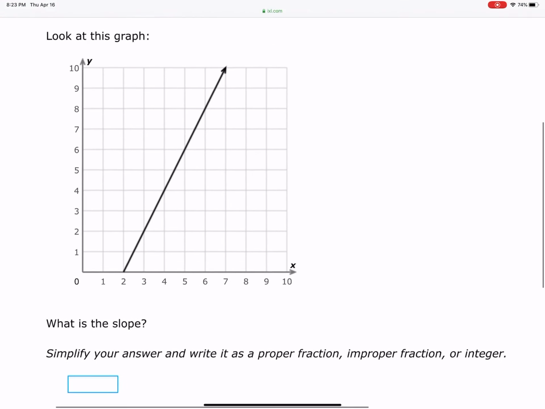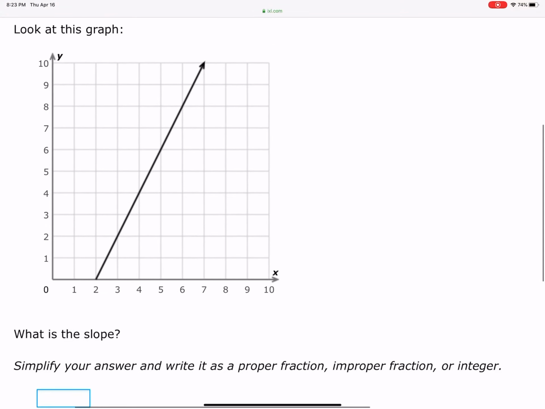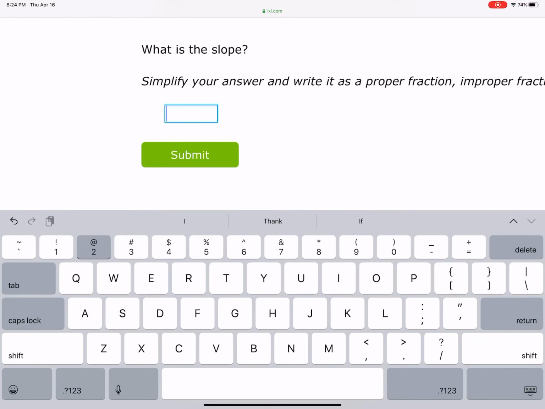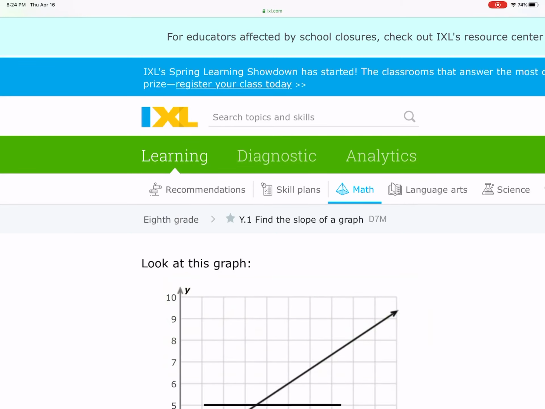Now here's another one. Now I'm going to zoom it in, take a good screenshot. I'm going to start it in red. My first perfect point that I want to note is this one right here. My next perfect point is here. And I notice it's similar to the other one. I go up 2 units. So I went up 2 units, and that's going to be the top number of my slope. And then I went over 1 unit. So my slope is the same thing, 2 over 1, or you can just say it's 2. So I'm going to try just putting 2 right here. And I got it right.